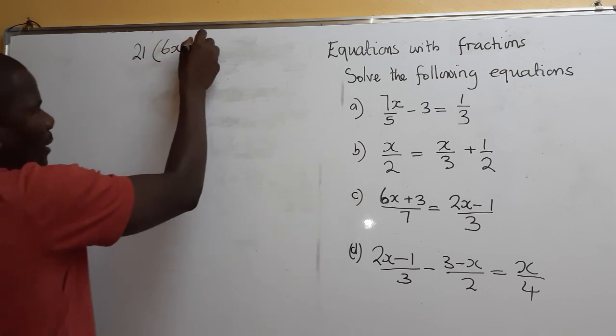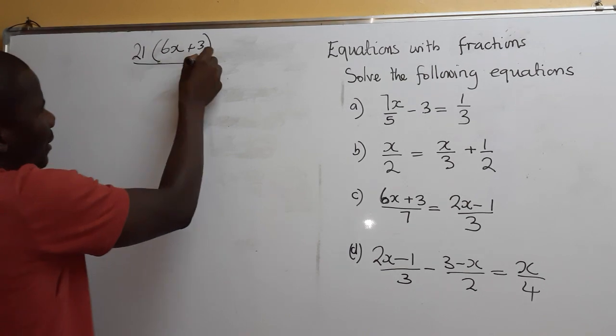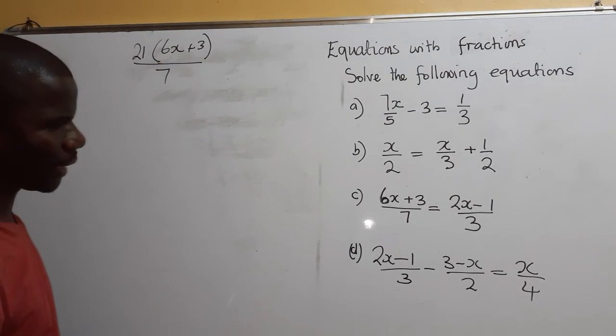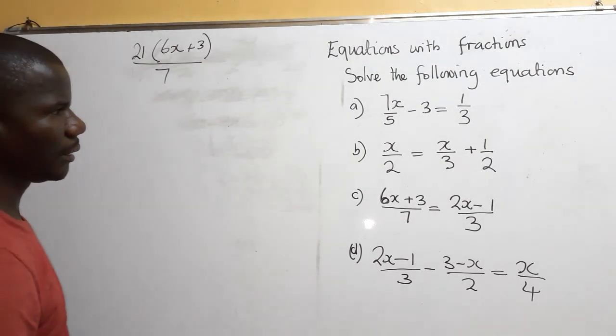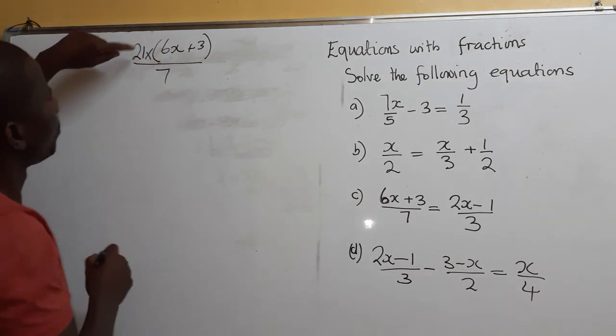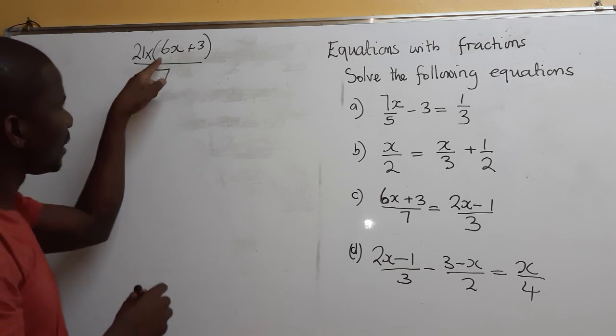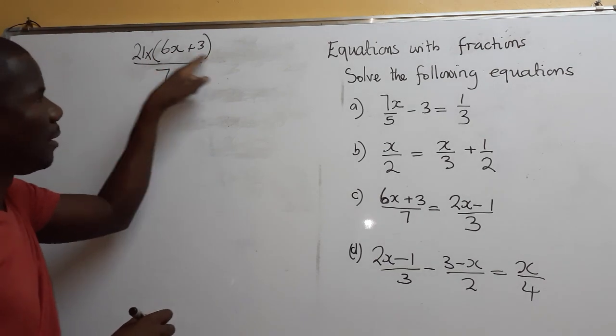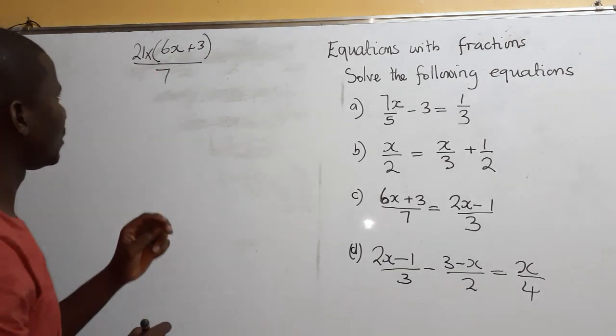6x plus 3, then here there is 7. Take note of that. Okay? If you want, you can indicate multiplication here. 21 multiplied by, this must be enclosed in the brackets here. Pay particular attention to that.